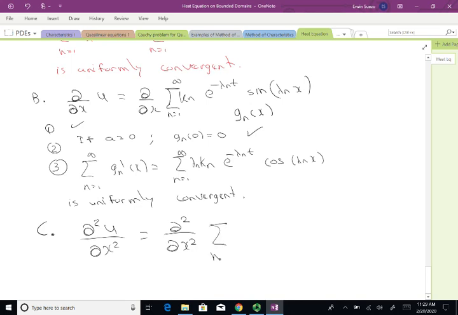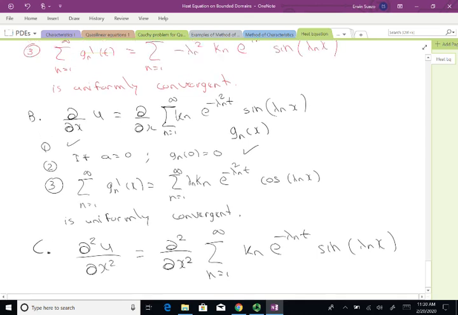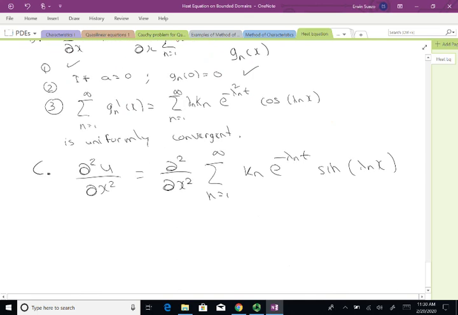So the sum of n equals 1 to infinity k_n e to the minus lambda_n t sine lambda_n x lambda_n squared. Sorry, this is a square. Yeah, so this is a square. So I need to justify that we can do this. Okay, so that's what I'm going to do right now.